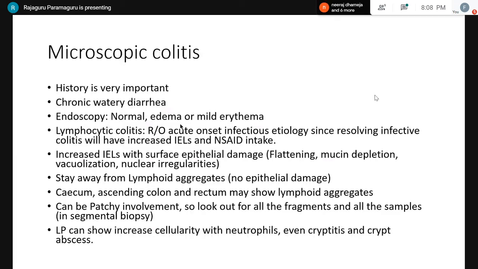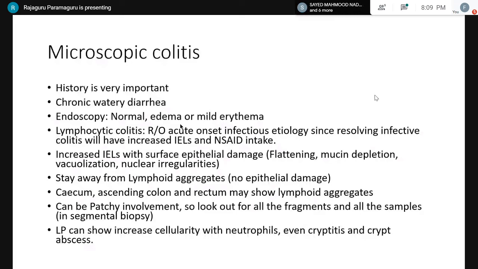And even if the biopsies are so superficial, you can just make use of this feature, that if epithelial cell damage is not there, it is not a lymphocytic colitis. And as I said earlier, the cecum, ascending colon, and rectum might show lymphoid aggregates normally, so you will have to make sure that you're not going to count the intraepithelial lymphocytes at that particular area.